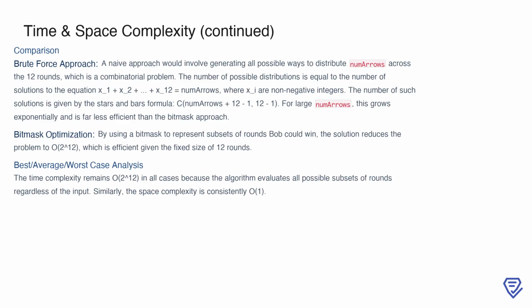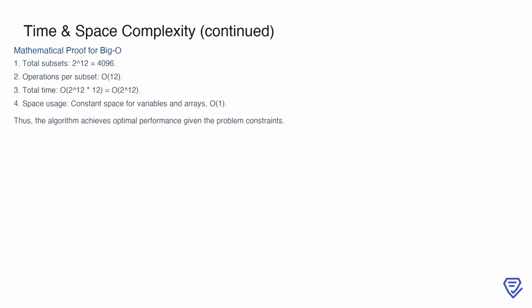Furthermore, the time complexity remains O(2^12) in the best, average, and worst cases because the algorithm evaluates all subsets regardless of the input. Similarly, the space complexity remains consistently O(1) in all scenarios, making this approach both time and space efficient. To mathematically prove the algorithm's time complexity, we start by noting that the total number of subsets is 2 to the power of 12, or 4096. For each subset, we perform operations that take O(12) time, such as examining the bitmask and determining the score.